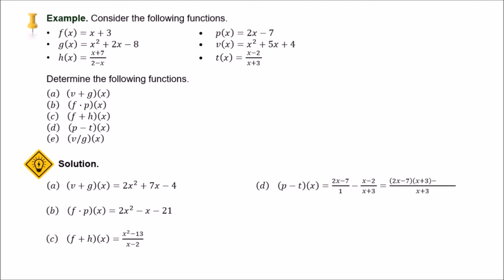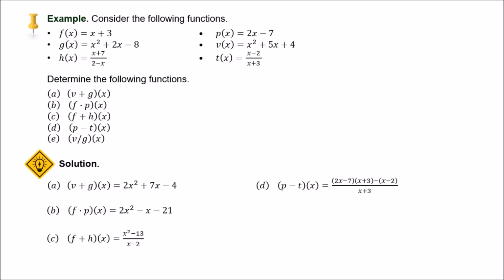x plus 3 divided by 1 times 2x minus 7 minus x plus 3 divided by x plus 3, which is 1, times x minus 2. Simplifying further, we perform the FOIL method on the two binomials 2x minus 7 and x plus 3, while we distribute the negative sign to the group x minus 2.